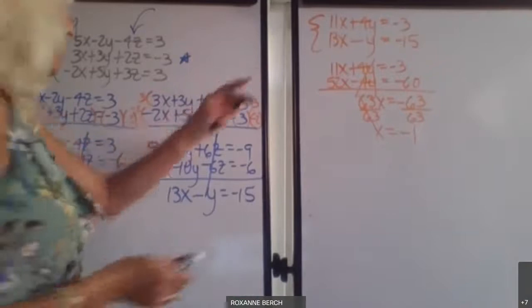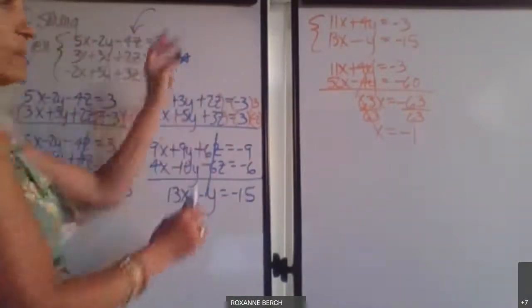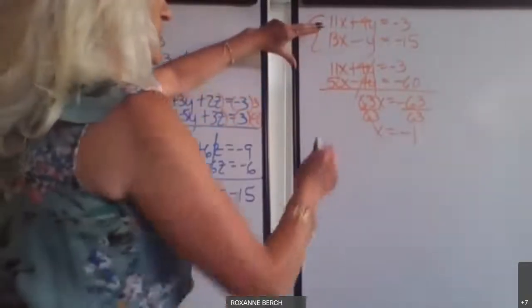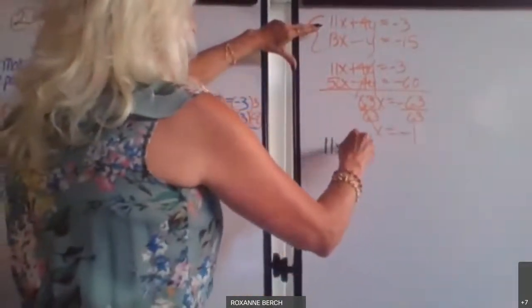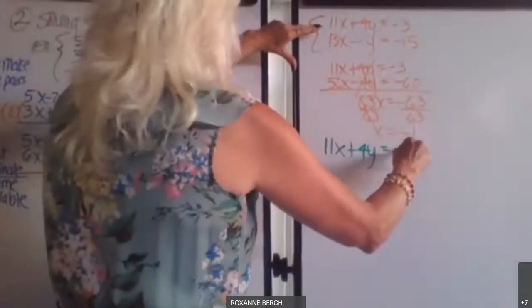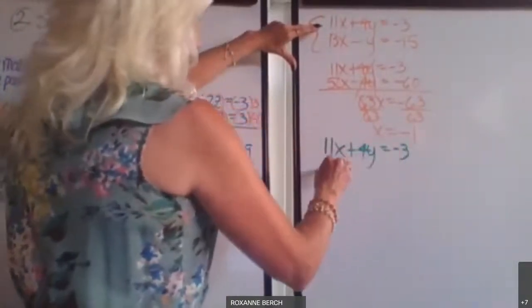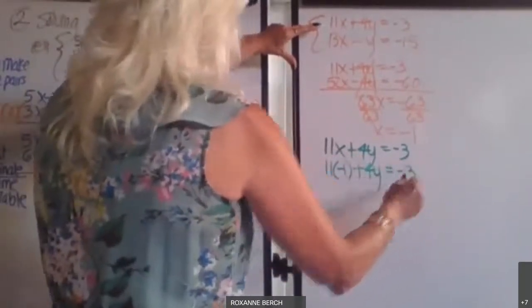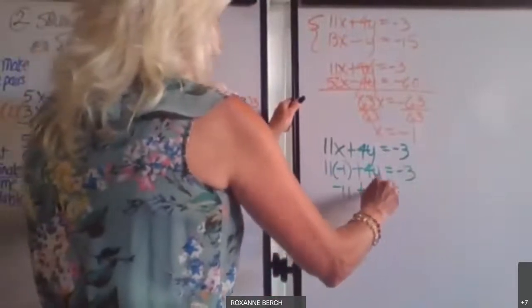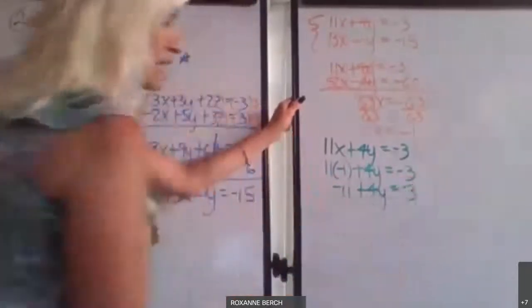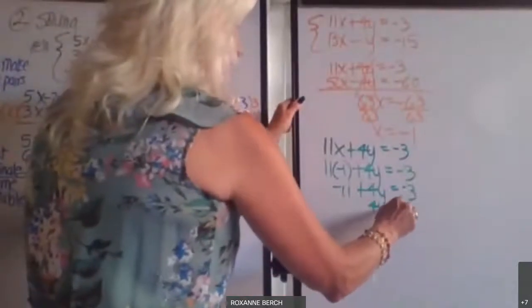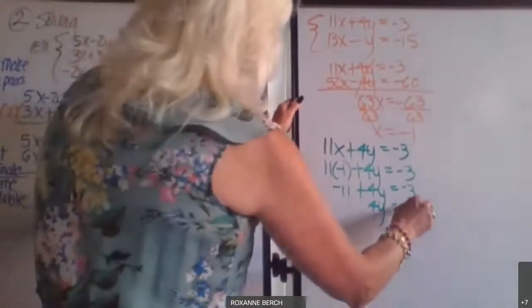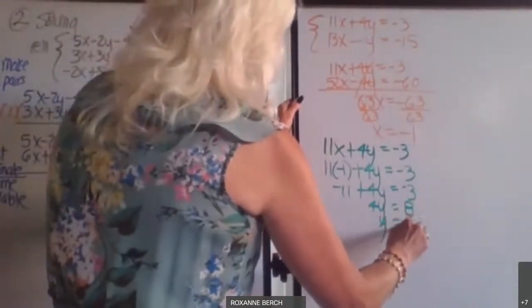So to find y, you can't plug into the original. You've got to plug into one of these. So I'm going to do the top one. 11x plus 4y equals -3. Plug in a -1. 11 times negative 1 plus 4y equals -3. -11 plus 4y equals -3. Add 11. That would be 8. Y equals 2.